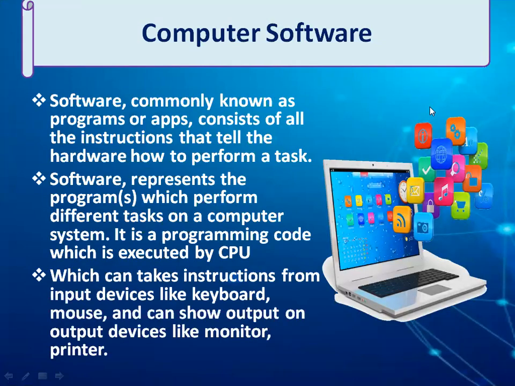Computer software. Software, commonly known as programs or apps, consists of all the instructions that tell the hardware how to perform a task. Software represents the programs which perform different tasks on a computer system. It is a programming code which is executed by CPU, which can take instruction from input devices like keyboard, mouse, and can show output on the output devices like monitor and printer.